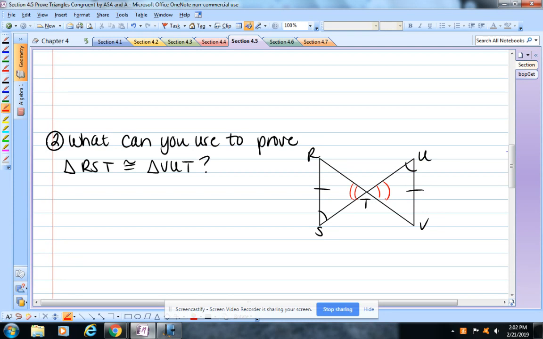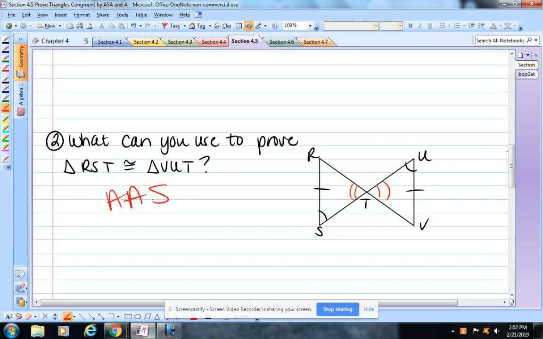Inside. Is it between the two? Here's my two angles that are congruent. Let's look at these two. Is the side marked between them or outside? Outside. So which one is it? Angle, angle, side. If it's between them, it's angle, side, angle. If it's outside them, it's angle, angle, side. Y'all see that? You see that?